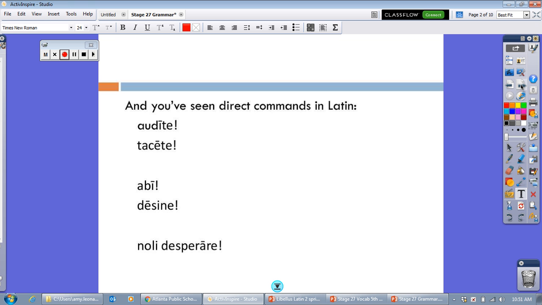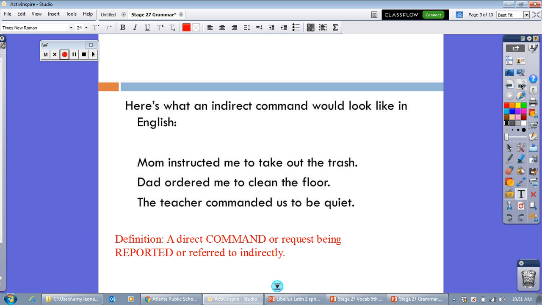Let's look at indirect commands then in English. An indirect command is going to be something like, Mom instructed me to take out the trash. Dad ordered me to clean the floor. The teacher commanded us to be quiet. Each of those instances has a direct command or request being reported or referred to indirectly. The direct command for the first example would have been, take out the trash. For the second one, clean the floor. For the third one, be quiet. But here we have an indirect command.